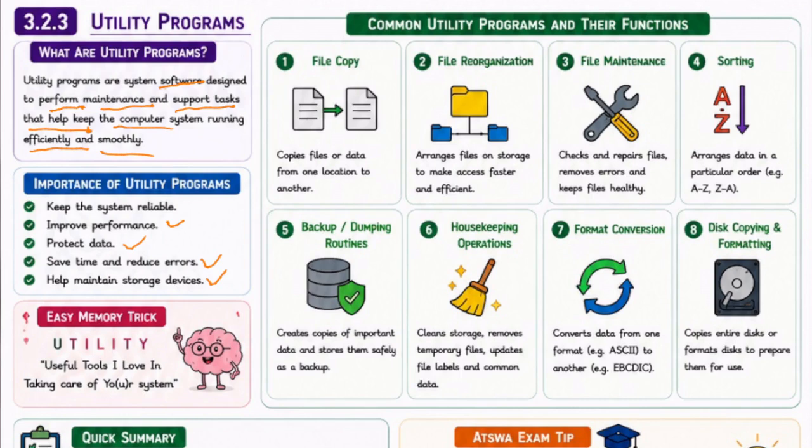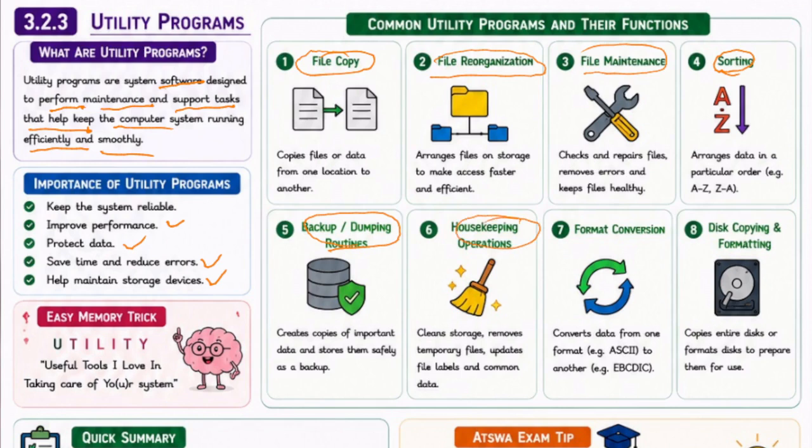Now, common utility programs and their functions. We have file copy. Yes, file copy is a utility program. When you want to copy a file from one location to another, it's handled by utility programs. We have file reorganization. We have file maintenance, which checks and repairs files, removes errors and keeps files healthy. Sorting is an example of a utility program. It's done by a utility program. Backup and dumping routines are also done by utility programs.